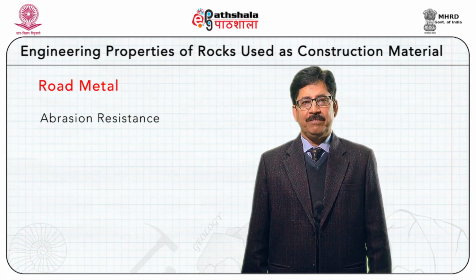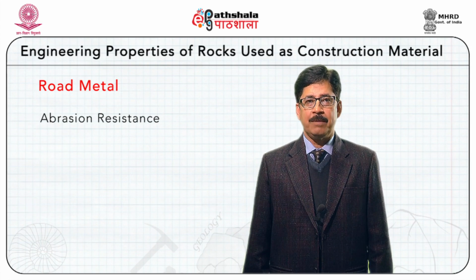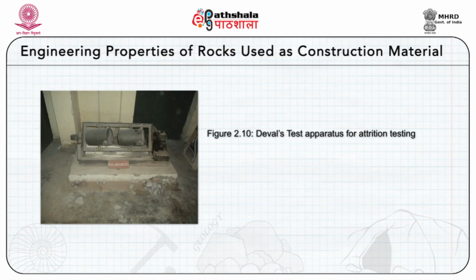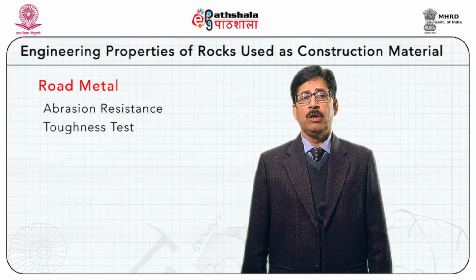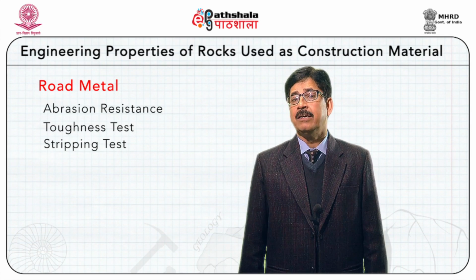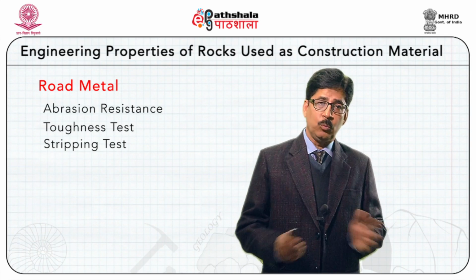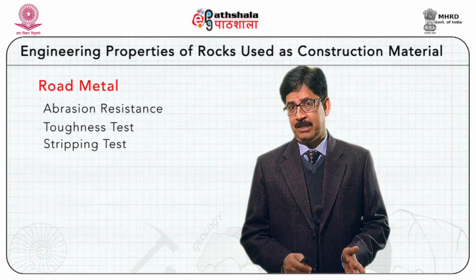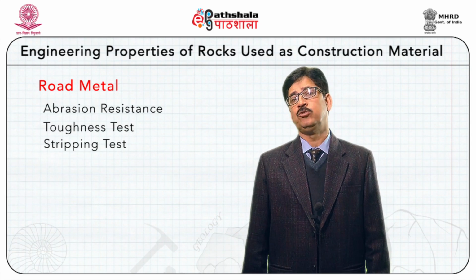For this we have different tests using different instruments. For example, we have a test called Deval's test for measuring the attrition. We have a toughness test for measuring the impact strength. We have a stripping test for measuring the binding property of tar or asphalt with the rocks which we are using as road metal. So these are very important tests for rock material to be used for road metal.